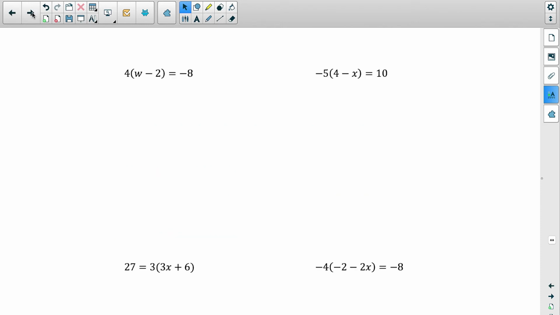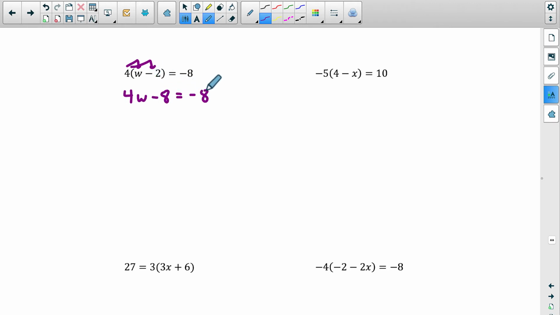So let's go. Here's our first question. 4 times (w minus 2) equals negative 8. So the first thing we want to do is get rid of those brackets. So we're going to expand. We're going to feed the chickens. 4 times w, remember there's a 1 there, so 4 times 1 is 4w. And 4 times negative 2 is negative 8. And it still equals negative 8.